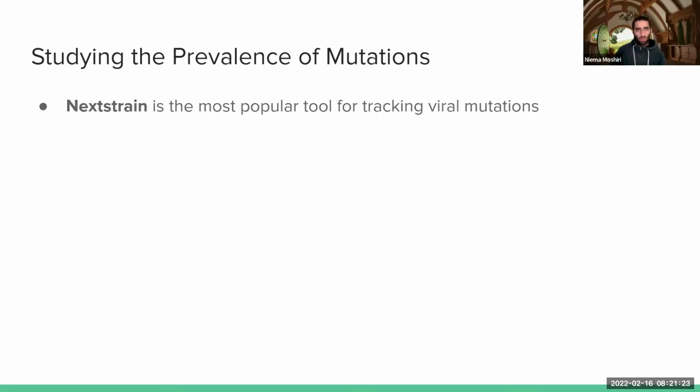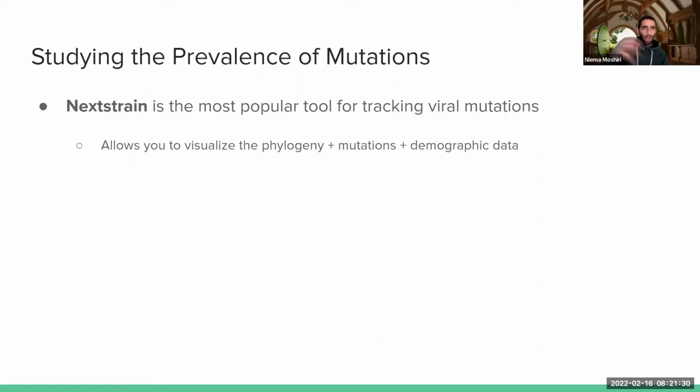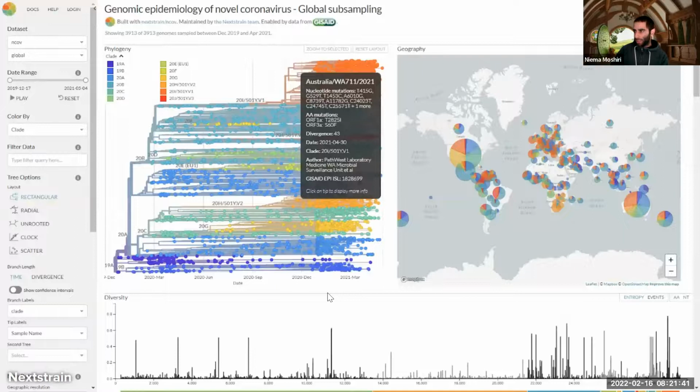One common tool for studying the prevalence of mutations is NextStrain. Basically, NextStrain allows you to visualize the evolutionary tree plus the mutations plus demographic data. I think I might have shown NextStrain a few weeks ago, but it creates visualizations like this that maybe at the end of class I can also tinker around with to show you. Basically, what it shows you is a map that shows all of the different lineages that are showing up in all the different countries around the world.